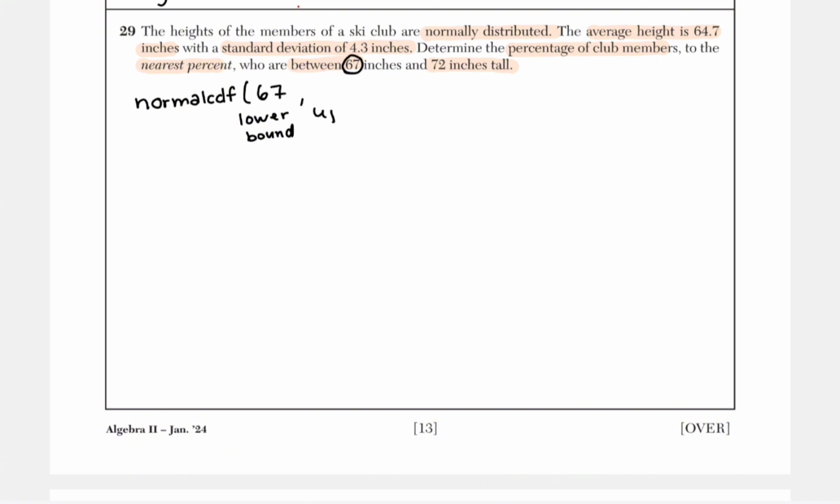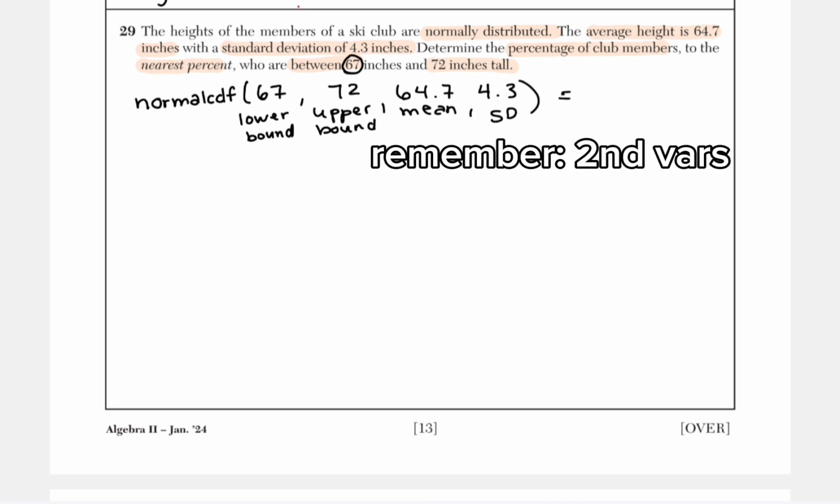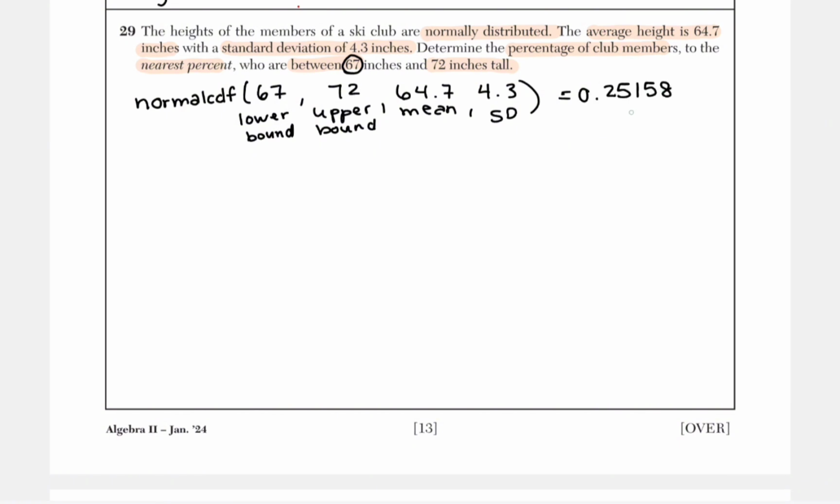Then you're going to write your upper bound and label it, which is going to be 72 inches. Then we're going to write our mean, which is 64.7. And then we're going to write our standard deviation, which is 4.3. Put this in our calculator, and we get 0.25158. Rounded to the nearest percentage would be 25%. And that is the end of your question. So this would be your answer.